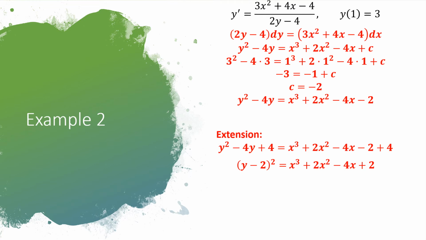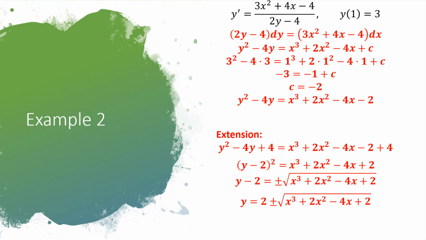Remember, my goal is to get y by itself, so I'm trying to get rid of the square by square rooting both sides. Don't forget that when you square root, you technically are left with a plus or minus. So I have y minus 2 equals plus or minus square root of the right-hand side. All right, my last step is going to be to add 2 to both sides. So I get y equals 2 plus or minus square root of x cubed plus 2x squared minus 4x plus 2.